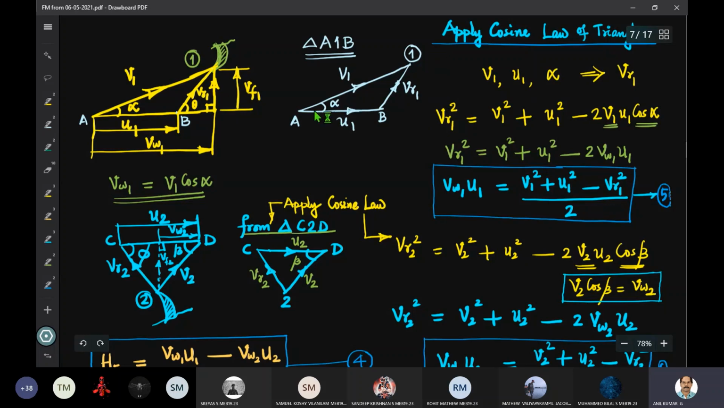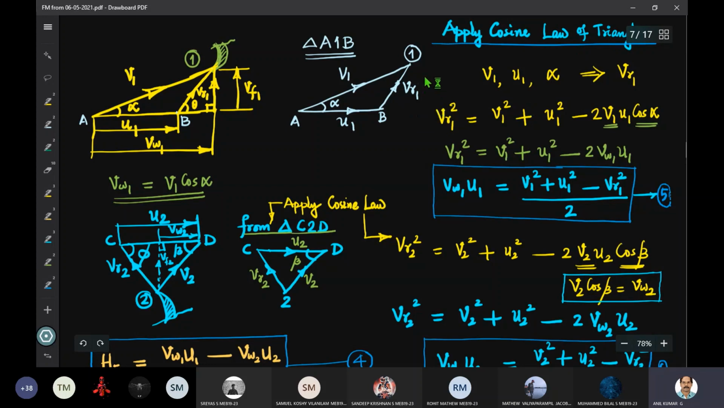So in any triangle, if you have two sides and the included angle, how do you find the third side? We can make use of the cosine law. If you have V1, U1 and the included angle alpha between them, how do you get VR1, the third side of the triangle? The expression goes like this if you employ the cosine law applicable for triangles.